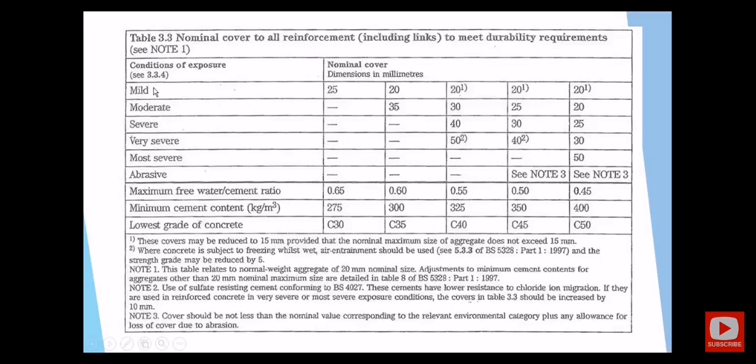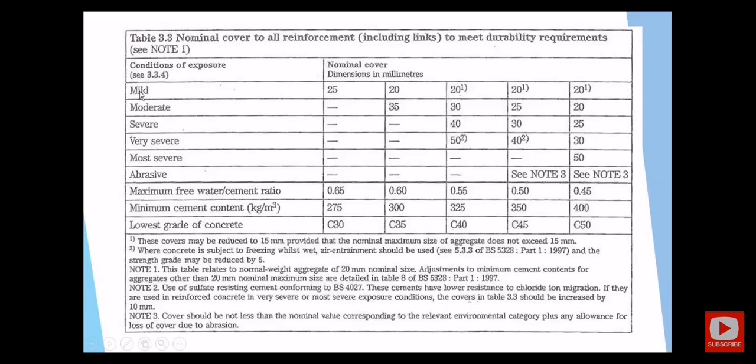And it depends on the exposure condition, mild exposure, moderate, severe exposure, very severe, and so on. And also it will be affected by the concrete compressive strength. So if you have, let's say, a severe environment, you can see that in this case, we cannot use concrete less than here. Dash here means you cannot use concrete 30 and concrete 35. So in a case of severe environment, you have to use a better quality concrete, C40. And from here, you can find that this will be the cover.